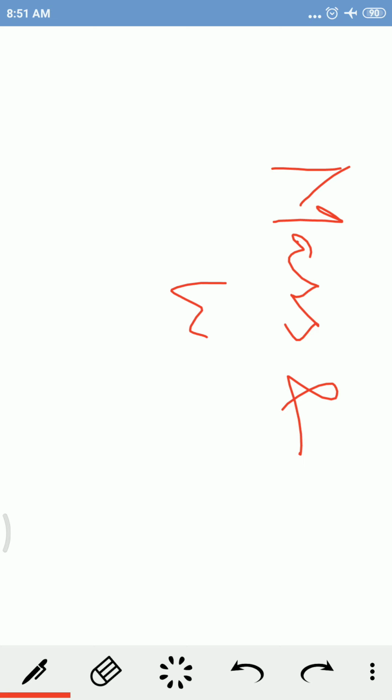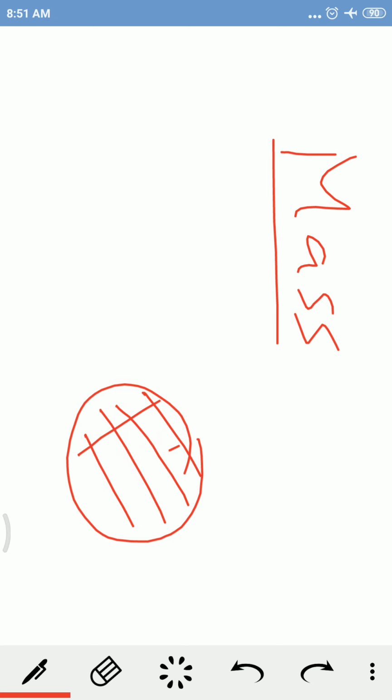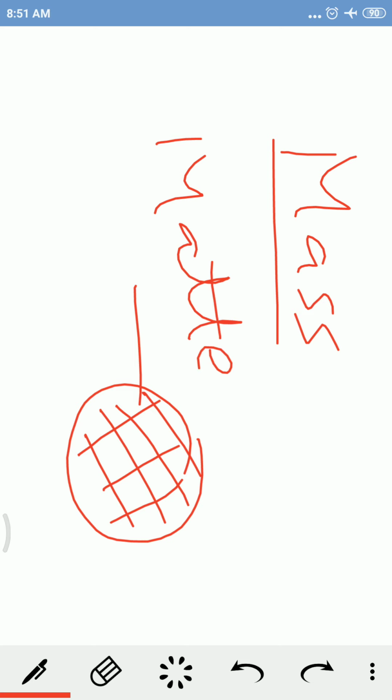Hello student, today in this video we are going to discuss one of the important topics of the chapter Gravitation, that is mass and weight. Now first of all, what is mass? Mass is the matter contained in any object. Mass is the amount of matter present in any object.